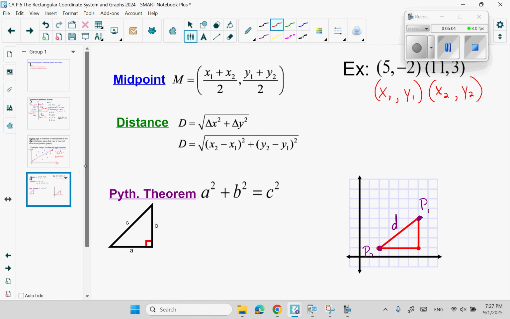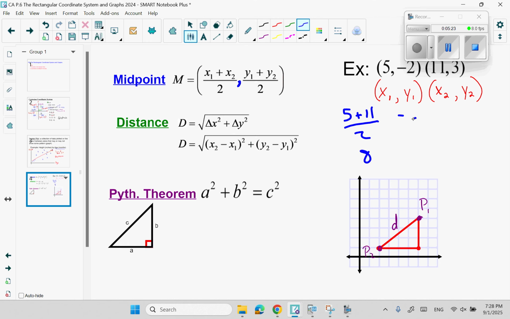Last but not least, let's talk about the midpoint and distance formula. Quickly, midpoint, you just average the individual coordinates. The x and y's are completely separate. So if I were to do this for this, I would get 5 plus 11 divided by 2. 5 plus 11 is 16, divided by 2 gives me 8.